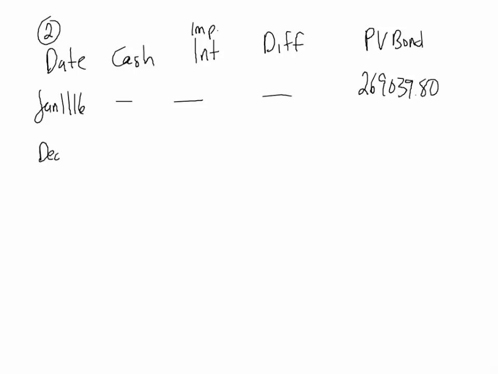Now, at the end of every year, we're going to pay interest. And so at December 31st, 2016, how much cash are we going to fork over to the investors? I'm going to ask you guys. How much cash are we going to fork over? How much interest do we pay on these bonds? $10,000 exactly. Cash is always the face value times the coupon rate.